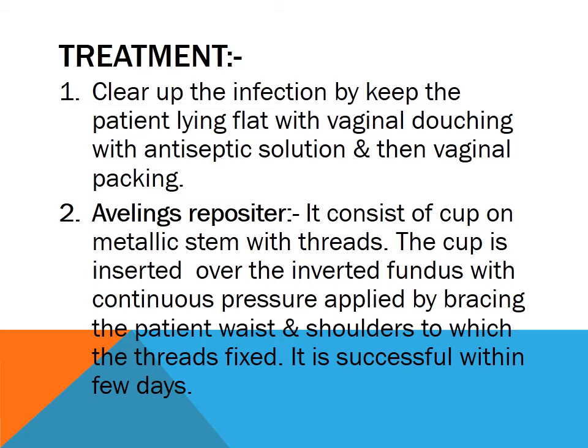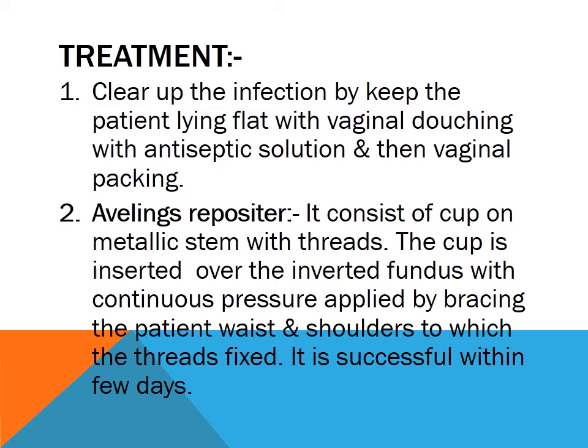Treatment of this type of chronic uterine inversion is by clearing up the infection: keep the patient lying flat, so as to improve the blood circulation to this part of the uterus and cervix, with vaginal douching with antiseptic solution and then vaginal packing. We can use Evelyn's repositor. What is this Evelyn's repositor?